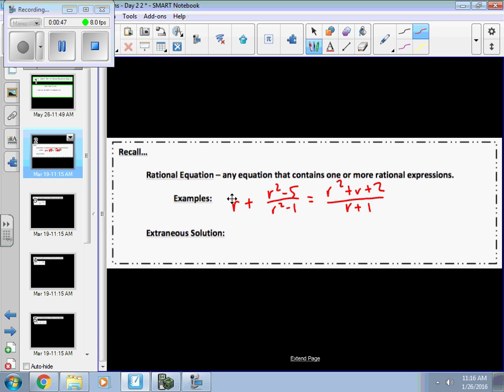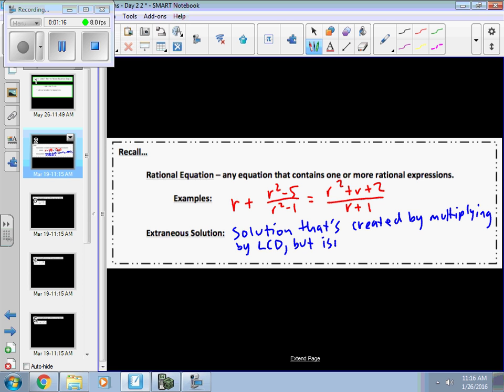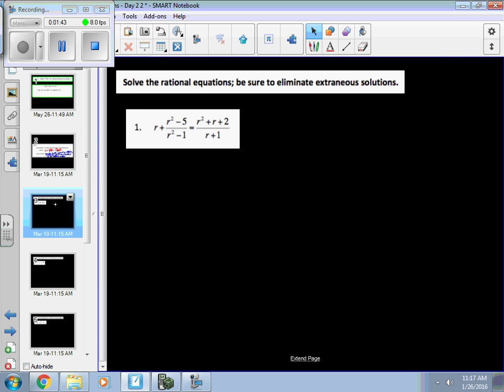Another term that we're going to be talking about is an extraneous solution. That's a solution that's created by multiplying by the least common denominator, but is not an actual solution to the original problem. So it's like when you solve it and you get an answer, it's just that when you plug it back in, the answer doesn't actually work because you get things like division by 0 or something else happening. So we're going to be trying some of these today.